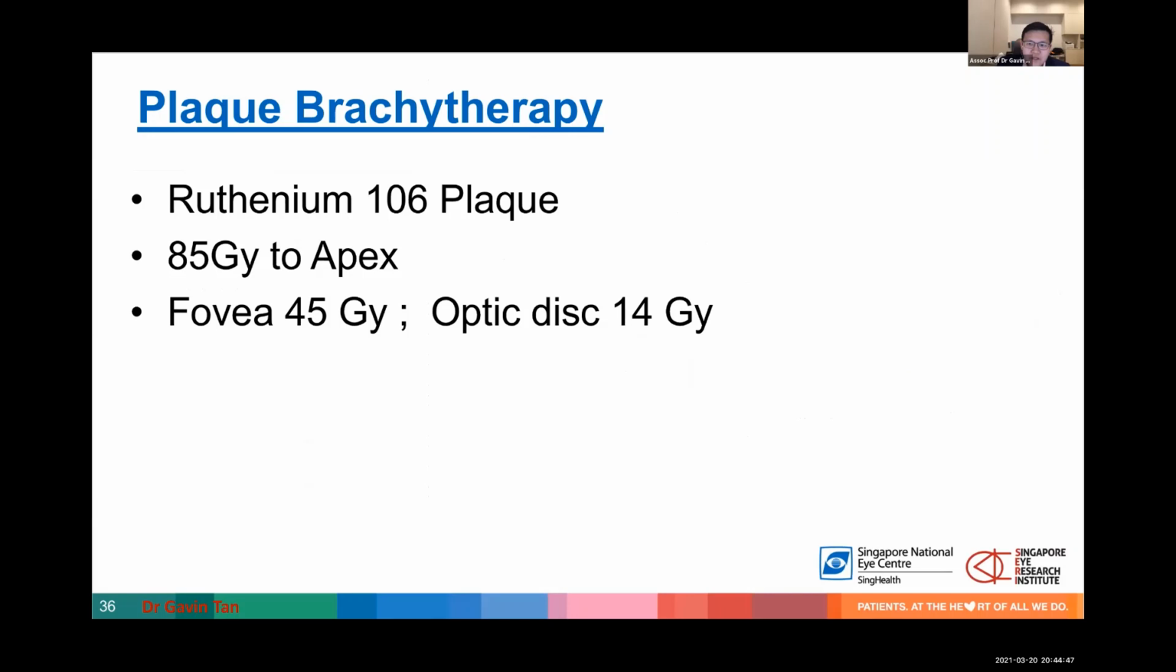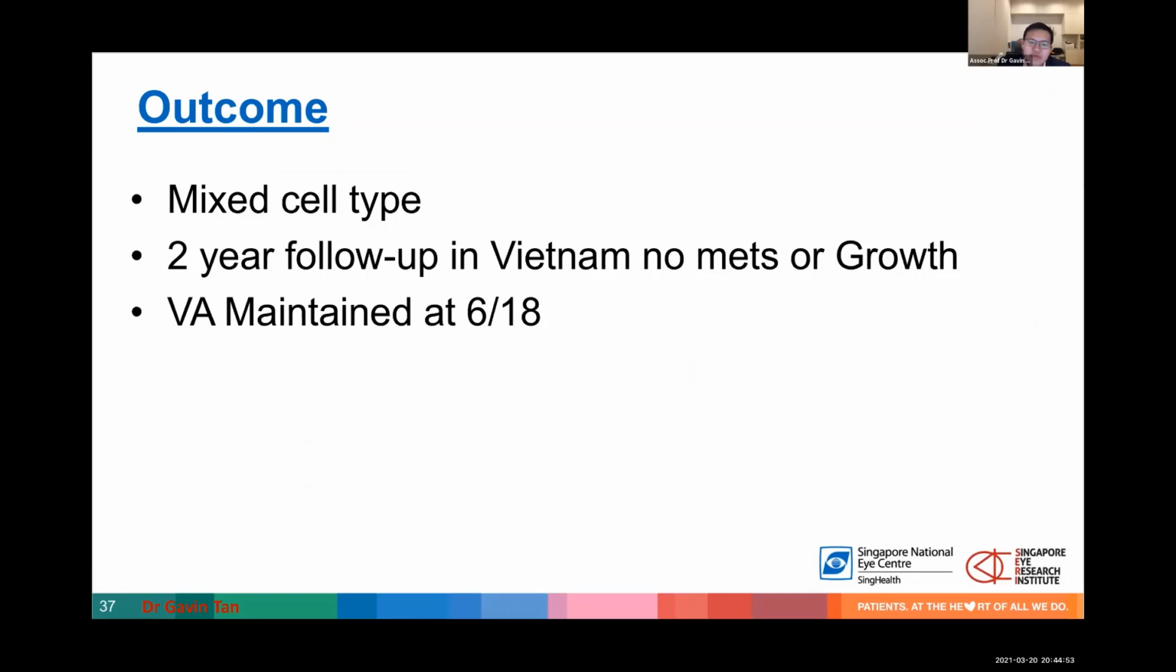So here, her outcome, she had a mixed cell type. She's had 2-year follow-up in Vietnam. She has not been reported to have any mets or growth, and the vision was maintained at about 6/18 in this eye at 2 years.